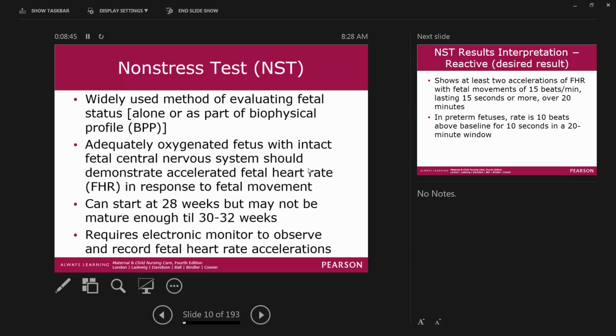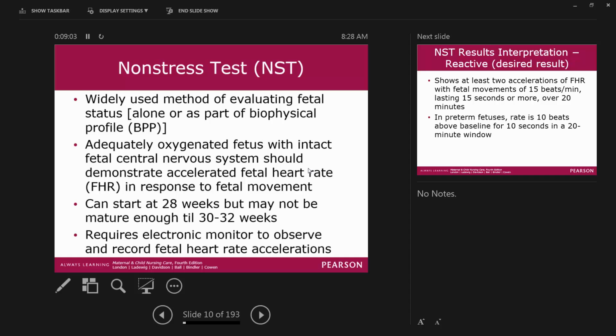Now here's the big one. Non-stress test. If a patient walks into the hospital pregnant, she gets a non-stress test. We don't really have to have an order for it. Well, we do have to have an order for it, but we don't have to call the doc and say, hey, I got your patient. Can I do a non-stress test? You put them on the monitor and you do it, okay?